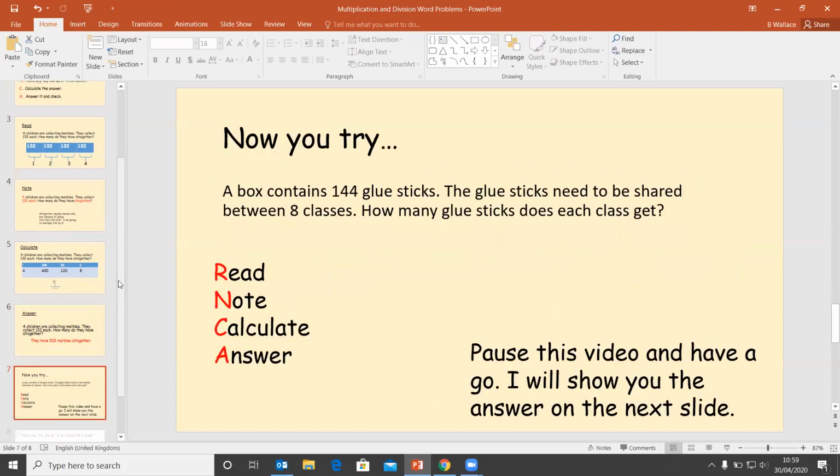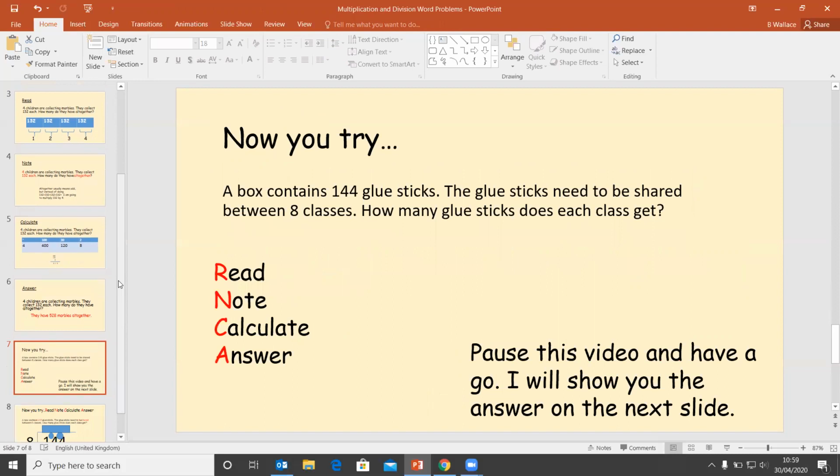Okay, now let's see if you can have a go. Okay, so I've put the little note in the corner, RNCA, so you know exactly what you need to do. I'm going to read the question to you, then I would like you to pause the video and have a go at this yourself, and then I will show you the answer and the method on the next slide. A box contains 144 glue sticks. The glue sticks need to be shared between 8 classes. How many glue sticks does each class get? Now pause this video and have a go.